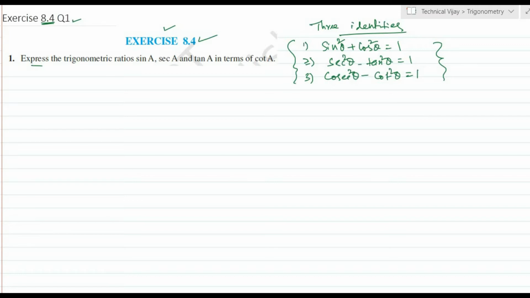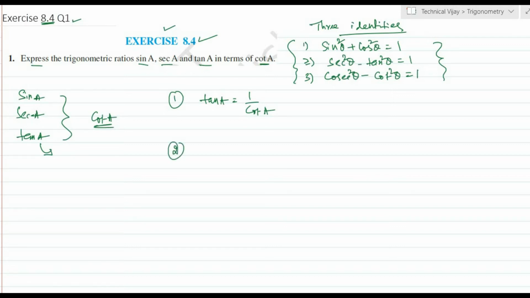So first one, we will take up this one. Express the trigonometric ratios of sin A, secant A and tan A in terms of cot A. In terms of cot A, we have to write all these terms, that is sin A, secant A and tan A. First we will take tan A. We know that this is equal to 1 by cot A, because this is a reciprocal of tan. So this we have written.